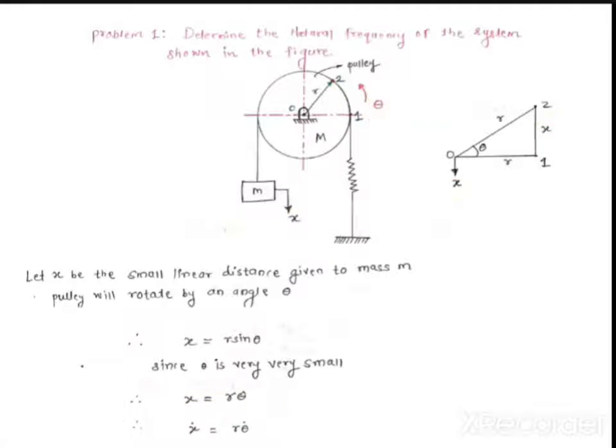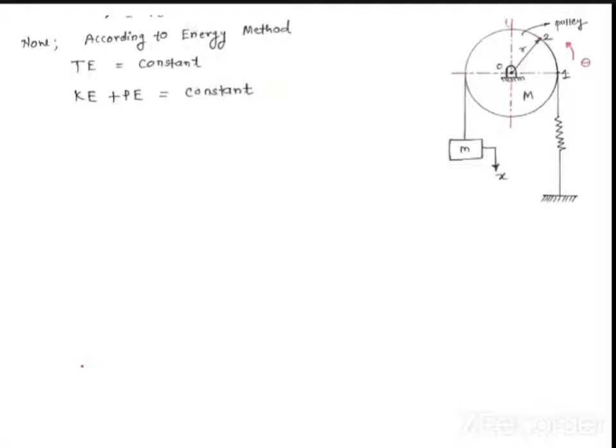Now let us apply some method. First of all, according to the energy method, total energy is equal to constant. So KE plus PE is equal to constant. This is the energy method. Now anybody from your side, tell me what will be the kinetic energy?